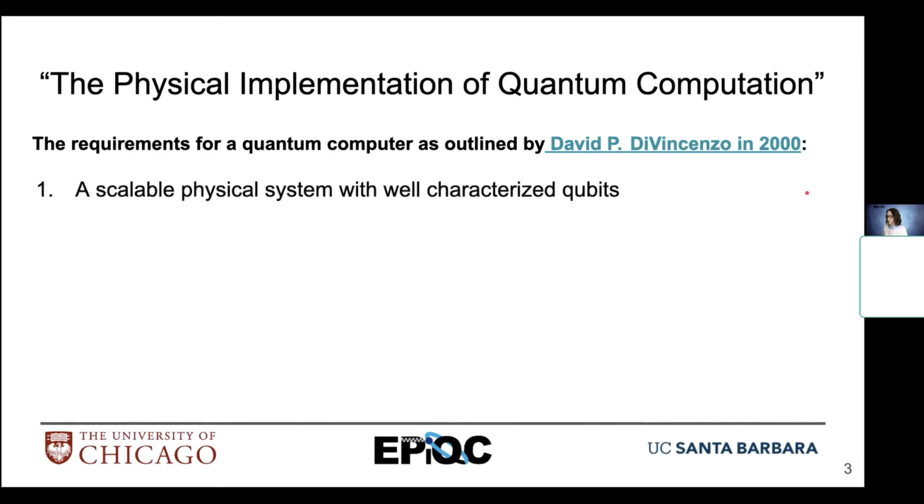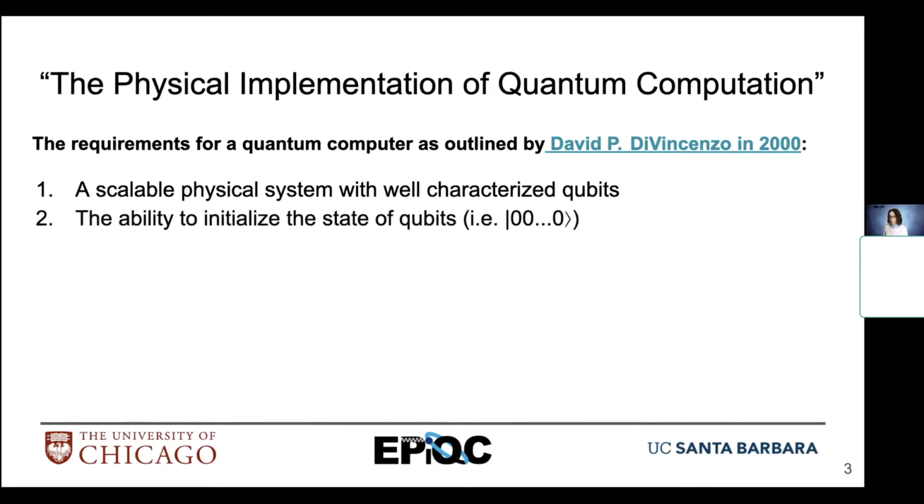So there are 5 criteria, and then an additional 2 for communication. Number 1 is that a scalable physical system has to have well-characterized qubits. All of those physical qubits that today are realizing logical qubits need to be able to be differentiated, so you can tell one qubit from another, and interact with those qubits independently.